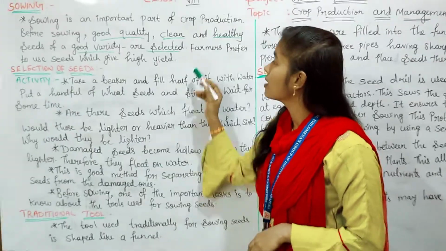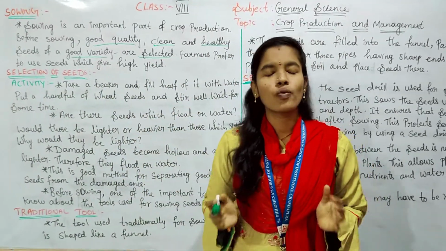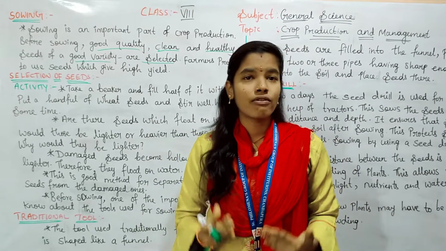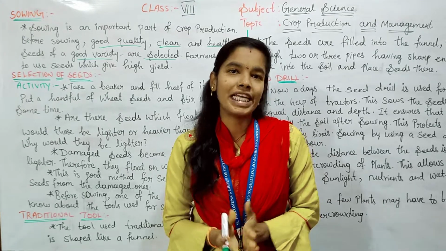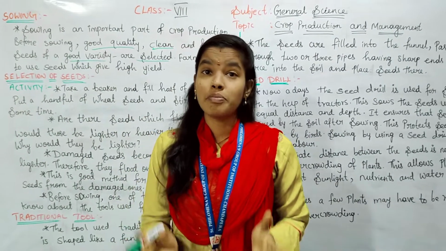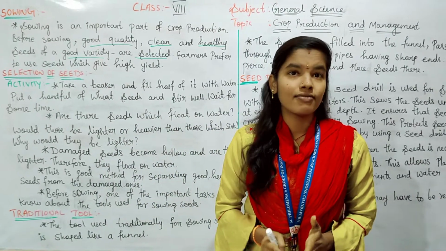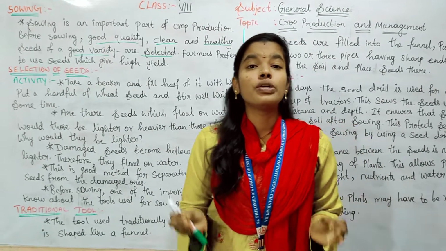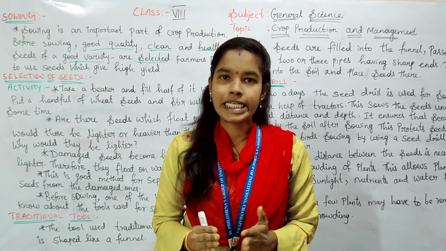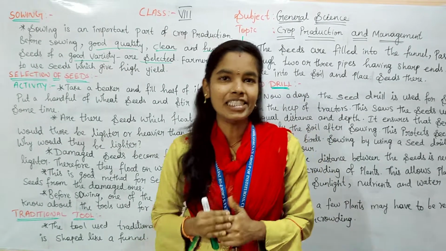Farmers prefer to use seeds which give high yield, so farmers will always prefer good seeds only. Why do we select good seed? To get a good yield. So sowing is an important part of crop production, and before sowing we must check that the seed is good, healthy and clean. If good, healthy, clean seeds are selected, they will give a high yield.